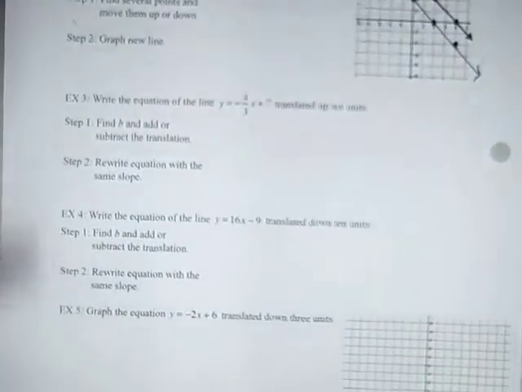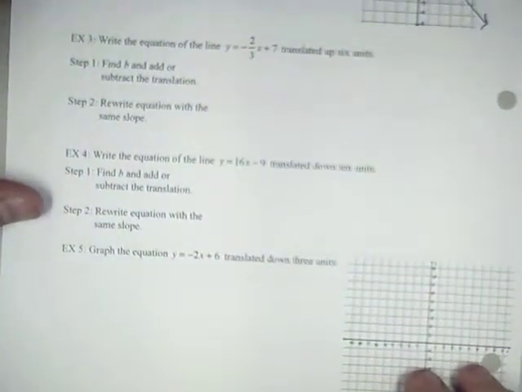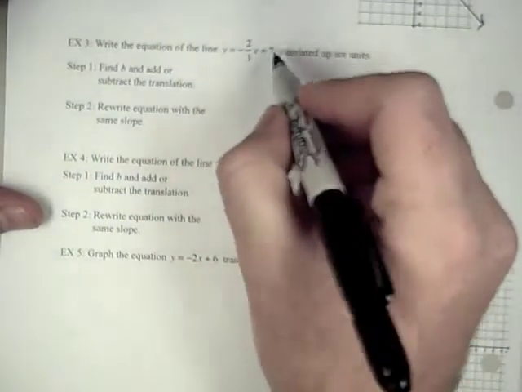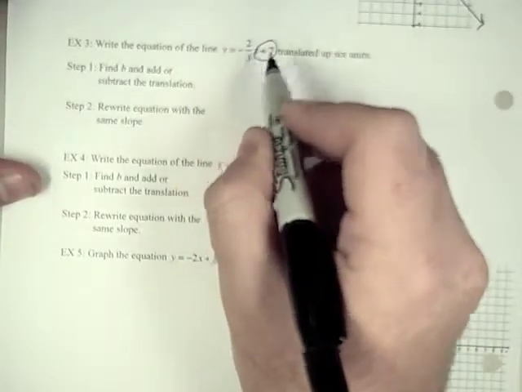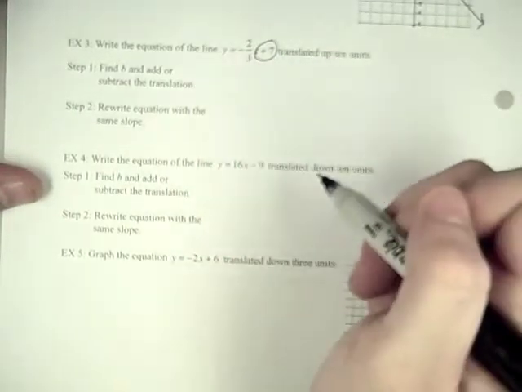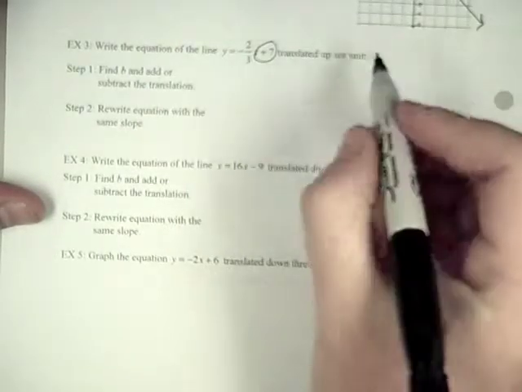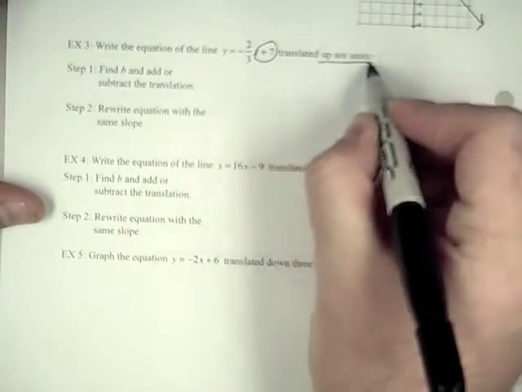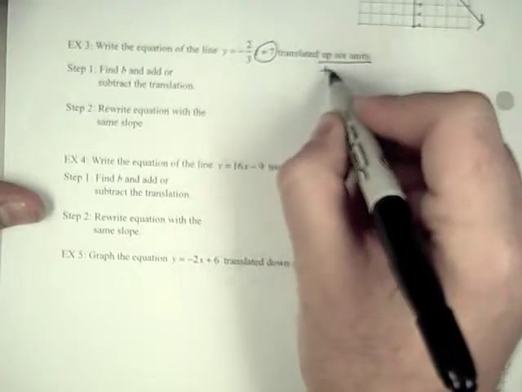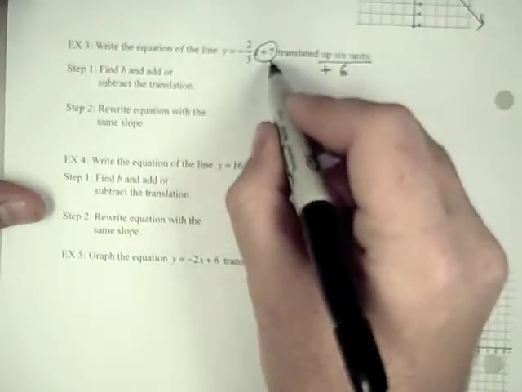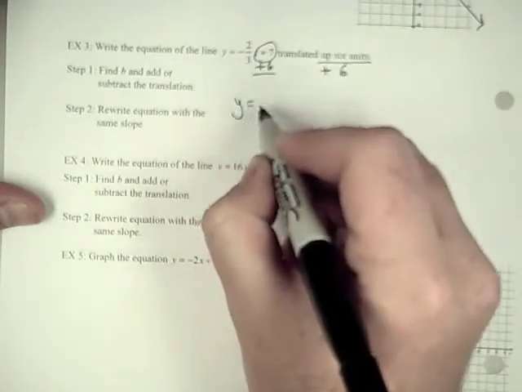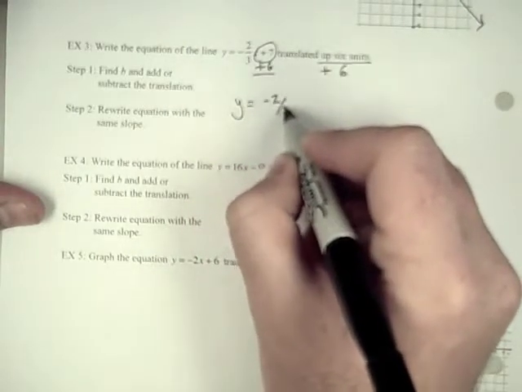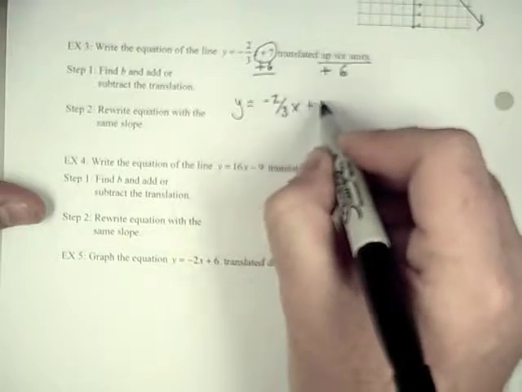If we're going to do the same thing with an equation, we want to deal with the b. You don't want to touch the slope, and you don't change the x or y. The y-intercept is the only thing that changes. And if we're moving up 6 units, we're going to add 6 to that y-intercept. So plus 6, and our new equation is going to be y equals negative 2/3 x plus 13.